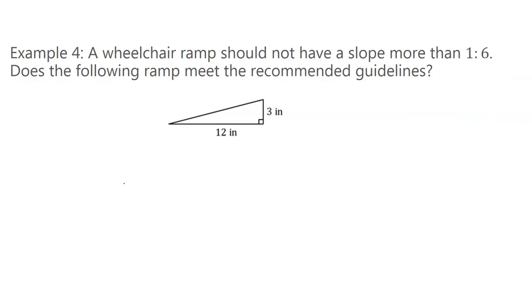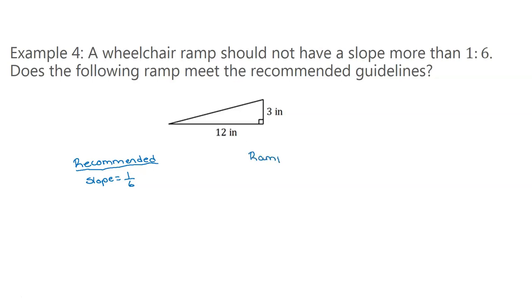And now for the last example. A wheelchair ramp should not have a slope more than 1 to 6. Does the following ramp meet the recommended guidelines? So let's first write down the recommended slope here. The recommended slope, written as a fraction, is 1 over 6.